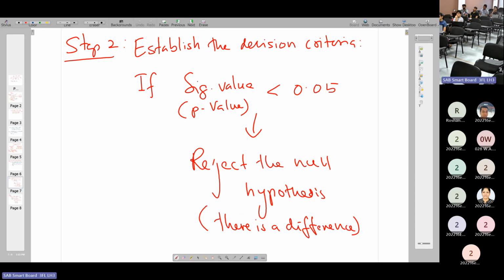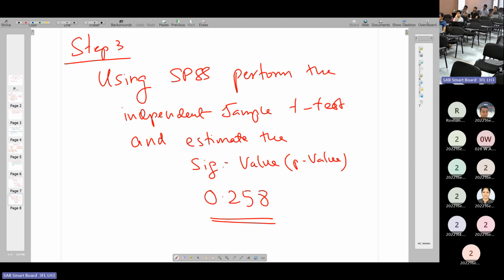Now, can you reject the null? What's the sig value? 0.258, which is well above 0.05. Can you reject the null hypothesis? You can't. That means you cannot reject the null hypothesis. That means there is no difference between males and females in terms of their purchase intention of this music. So that's step number 4. That's the conclusion.